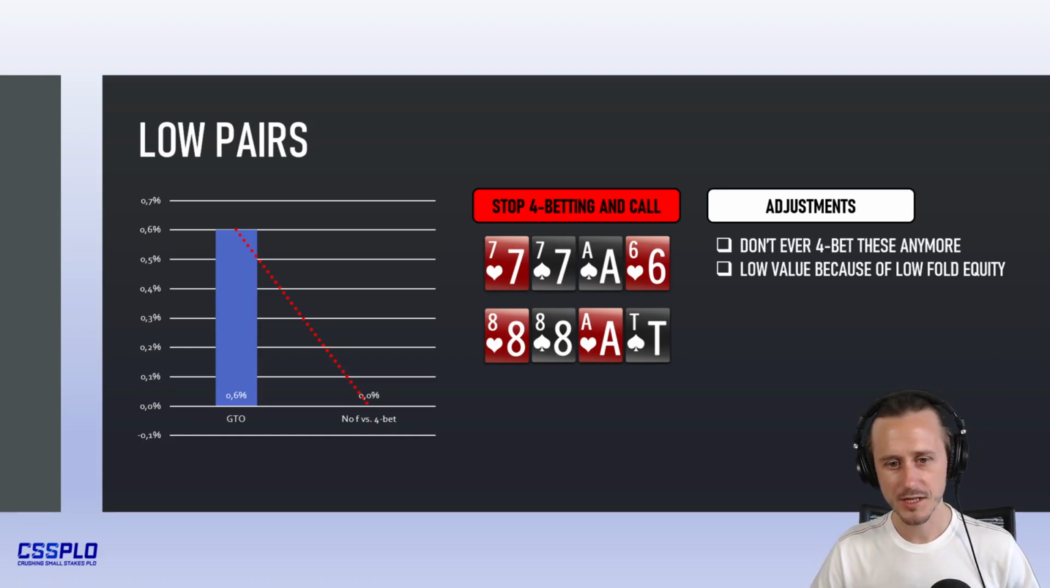What I do want to say is that it is interesting for all of you to also learn more about the 4-bet strategy in a GTO setting, but you can see that some hands like these are actually 4-bet in a GTO setting.